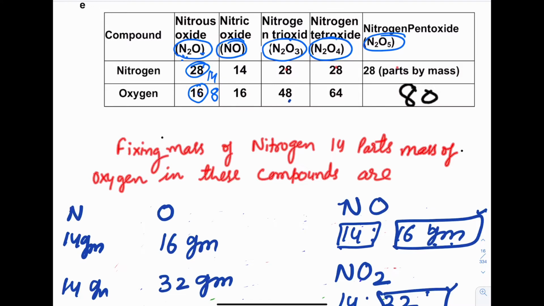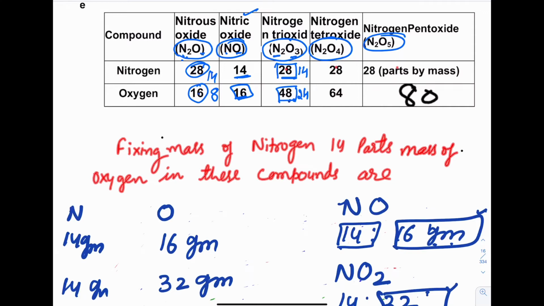Second example, 1 nitrogen 14, 1 oxygen 16. So the mass of oxygen is now 16. In the third example, 2 nitrogen, 3 oxygen. 2 nitrogen is 28 and 3 oxygen is 48. If it is 1 nitrogen, that is 14, then oxygen will be 24. If it is half, it will be half.